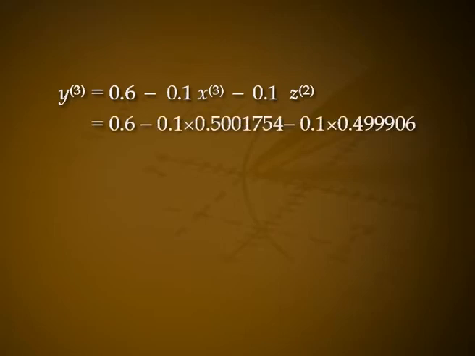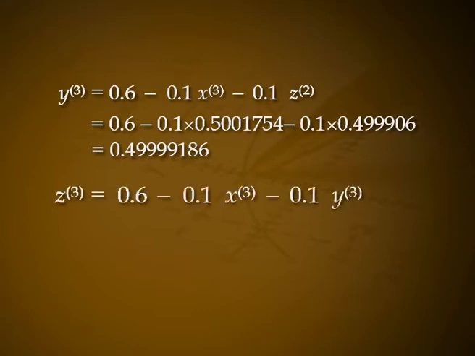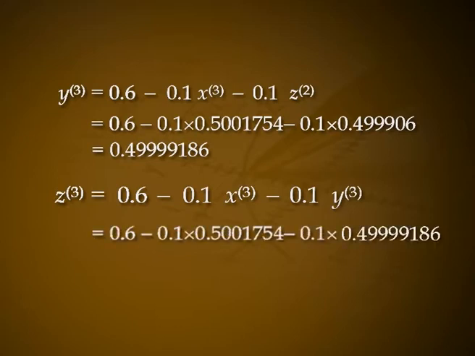0.5001754. y3 equal to 0.6 minus 0.1 x3 minus 0.1 z2, that is 0.6 minus 0.1 into 0.5001754 minus 0.1 into 0.499906, that is 0.4999186.